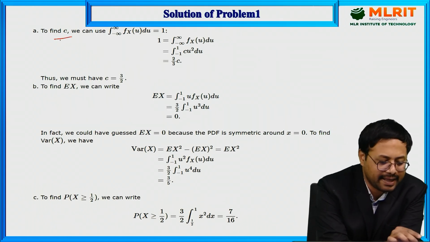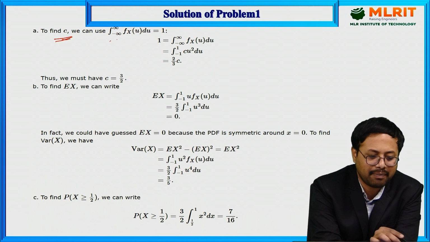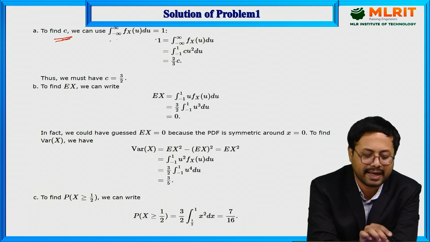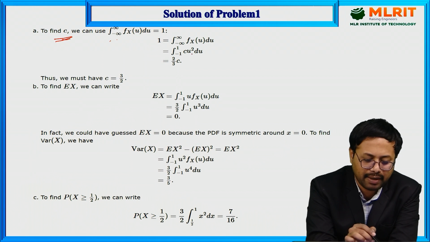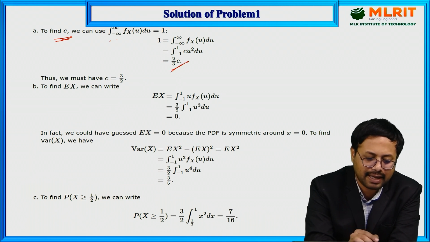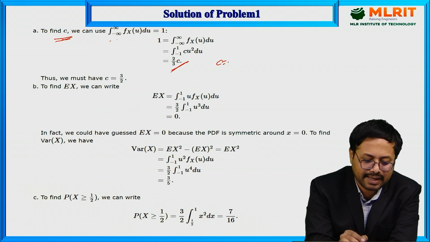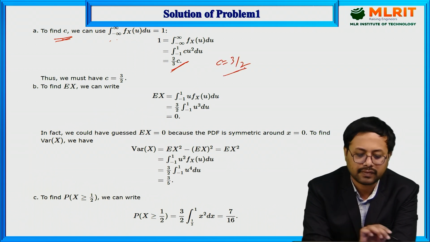To find the constant c, we can use the integral from -∞ to ∞ of fX(x) dx, or fX(u), you can take any variable. Here it is equal to 1. You simplify it, you will get the answer 2 by 3 c. Then what do we want to calculate? c. c is equal to 3 by 2. We got the first one.